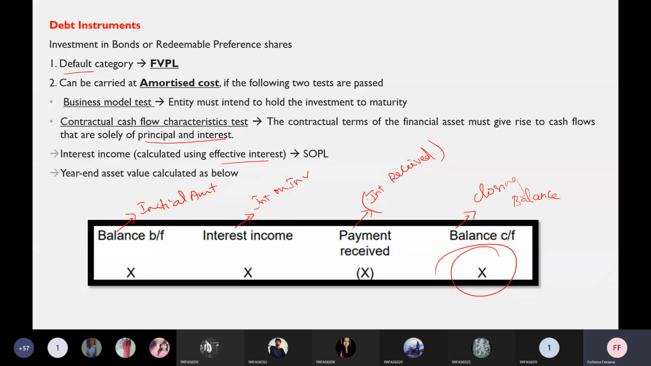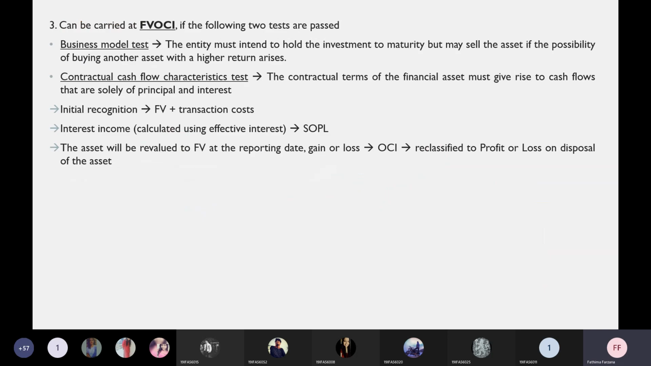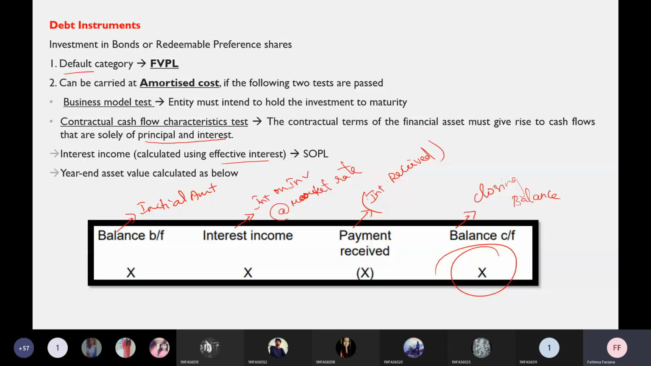There will be some cash inflow, which includes principal plus interest. And this interest income, we calculated at market rate. So it will be computed at market rate. So then it can be carried at amortized cost. The default category is FVPL, but it can be carried at amortized cost also if we pass these two tests.